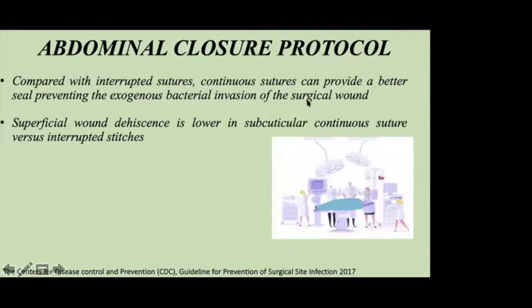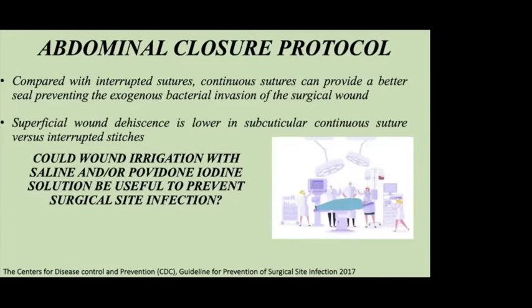Now we go to the abdominal closure protocol. Particular attention should be paid to the type of abdominal closure that you choose, since this may impact SSI risk. The method of skin closure may have a role in preventing the development of SSI. It has been found that compared with interrupted sutures, continuous sutures can provide a better seal, preventing the exogenous bacterial invasion of the surgical wound. However, the continuous tightly pulled suture can also strangulate the wound edges.